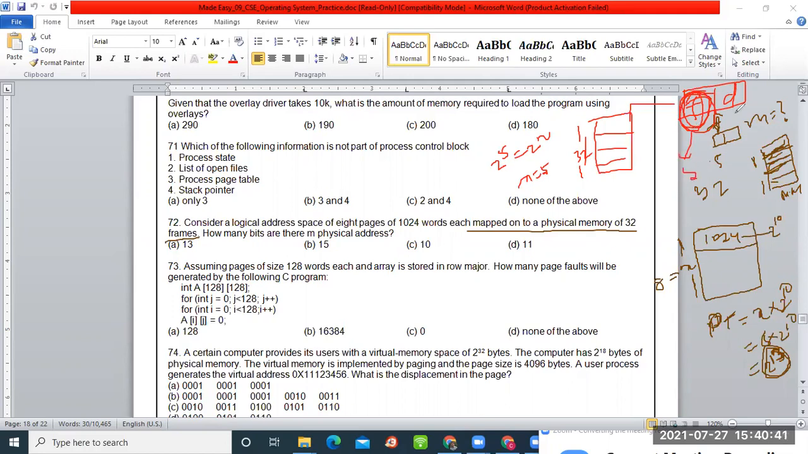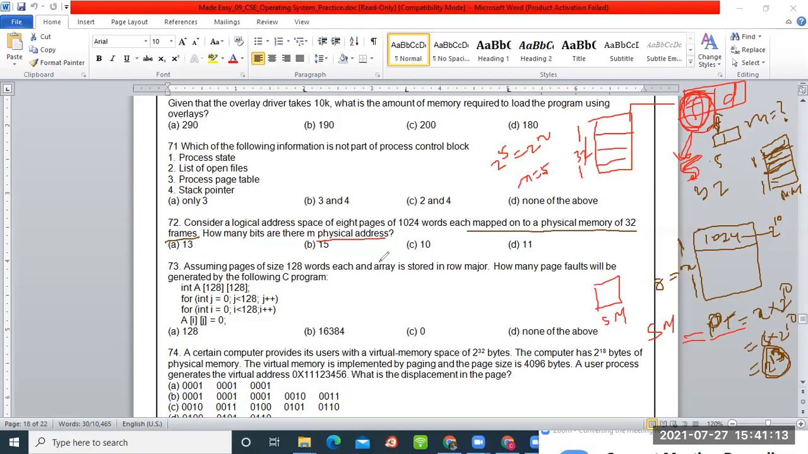Now you have to find the value of d, because they are asking how many bits are in the physical address. We know that the physical address is f plus d, and 5 bits are required for the frame. Now the value of d relates to the page size. The entire program is in the secondary memory, so this is the size of the secondary memory.